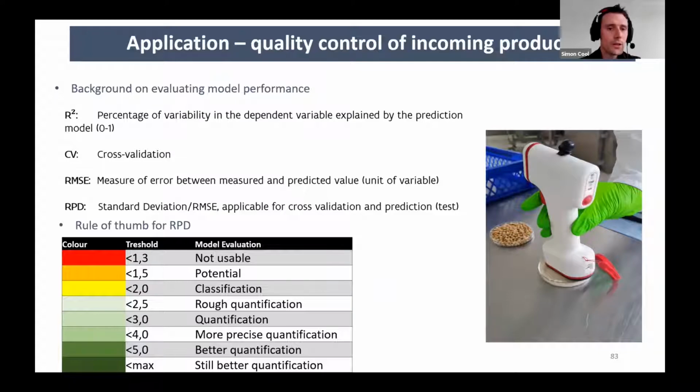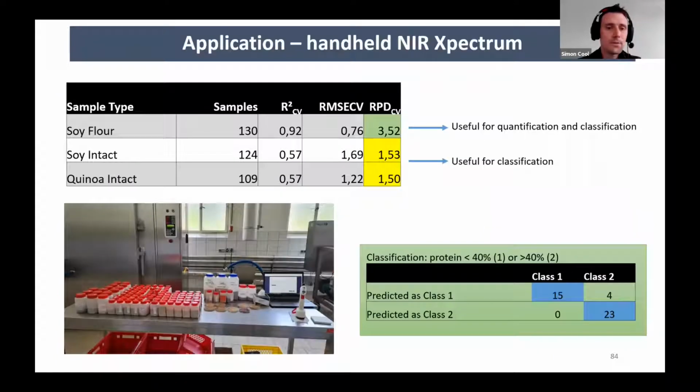A little bit more information on how to evaluate a model. Some parameters here were already explained, so I won't go into detail. Generally, look at the R-square value, which gives an idea about the performance of the model and explains how much variability in the predicted variable is explained by the model. Another parameter that was explained by Johan is the standard deviation divided by the RMSE value. And this is the RPD value. So the higher this value, the better and the more suitable for quantification.